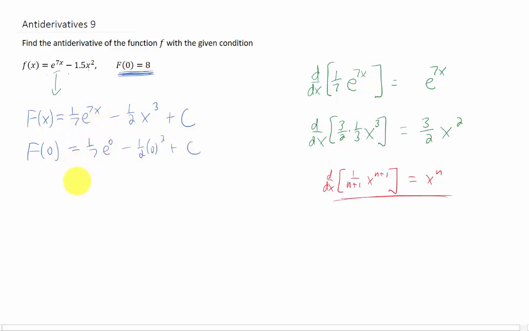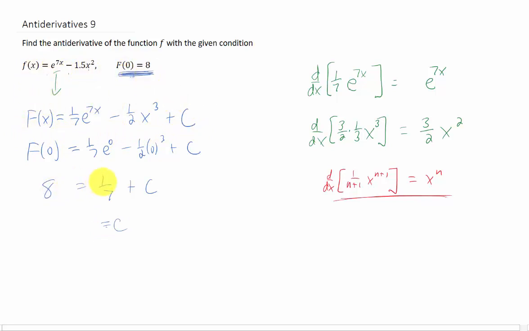Well, plugging in x equals 0 gives me 1/7 e to the 0 is the first term. Anything to the 0 is 1, so this is 1/7. Then we get minus 1/2 times 0 plus c. And we know that that has to turn out to be 8. So this means that we have an equation that we can solve for c, which will give us one specific value of c that will give us an antiderivative of this original function that also satisfies this condition.